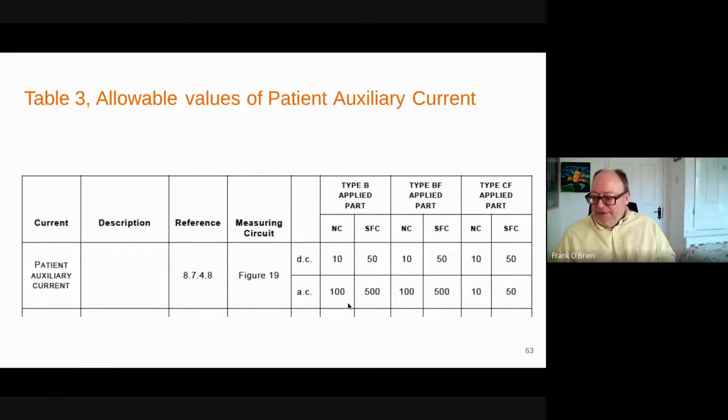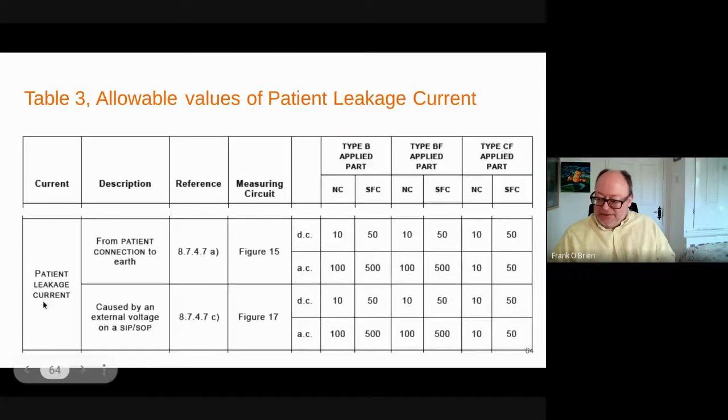AC, we have the 100, 500, 100, 500, CF, 10, 50. Patient leakage, same stuff, okay? Now, external voltage on a SIP-SOP. If we don't specify what's intended for our SIP-SOP, we put mains on there and it's normal. And we could still introduce another single fault, okay? So generally we're not doing this test because we're specifying our equipment on data ports.